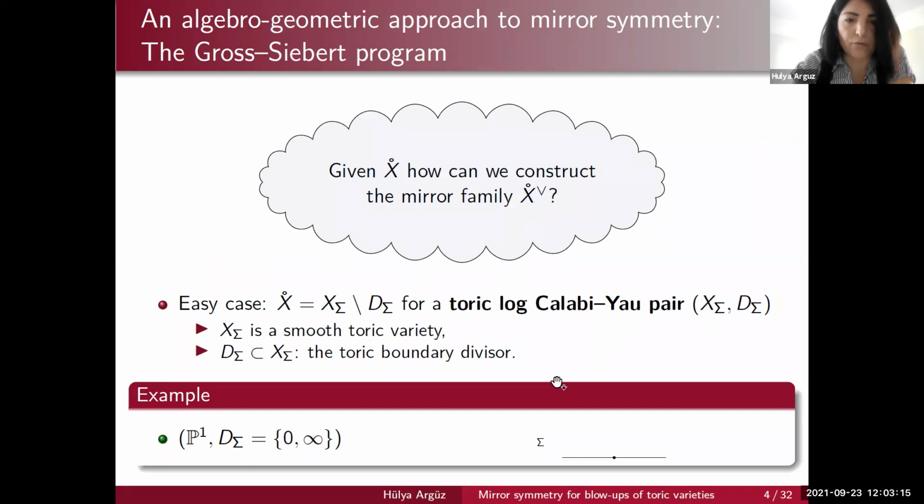So the Gross-Siebert program is a program which aims at understanding, given a Calabi-Yau, how we can construct a mirror family to it. In the easy case, this Calabi-Yau, in the primitive case, could be imagined as a toric variety minus its toric boundary divisor. By toric boundary divisor, I mean the anti-canonical divisor, which is naturally defined by just looking at the union of divisors which are fixed under the torus action, like the P1 example together with 0 and infinity fits into such a case.